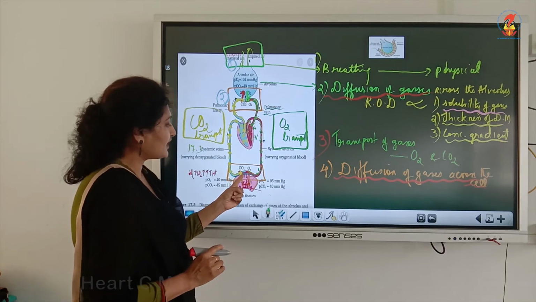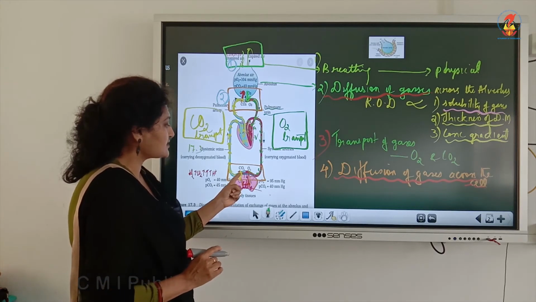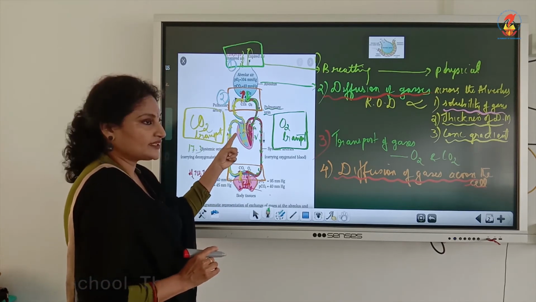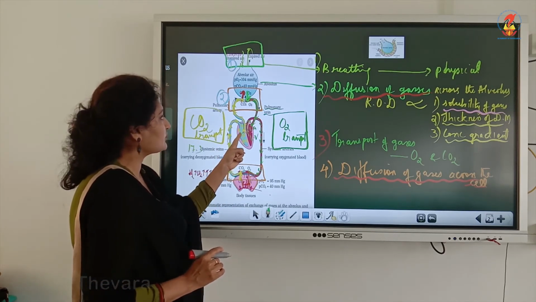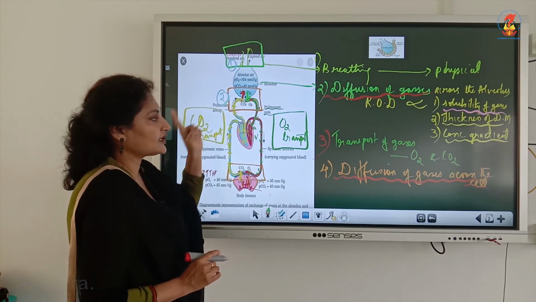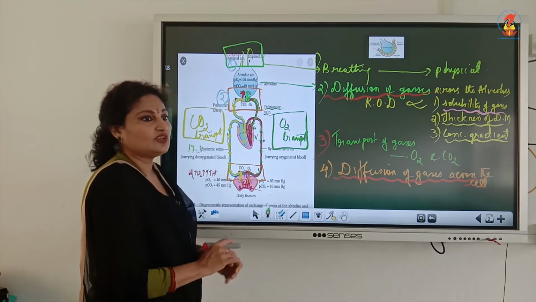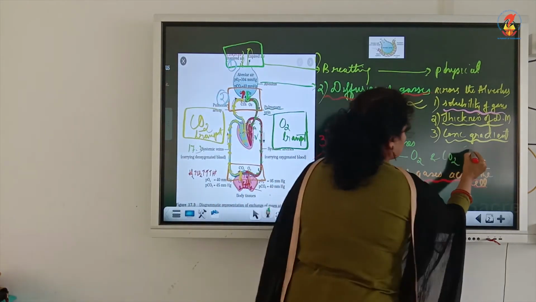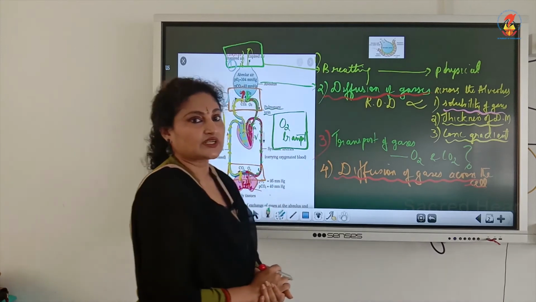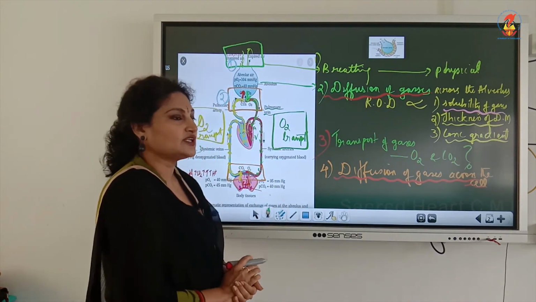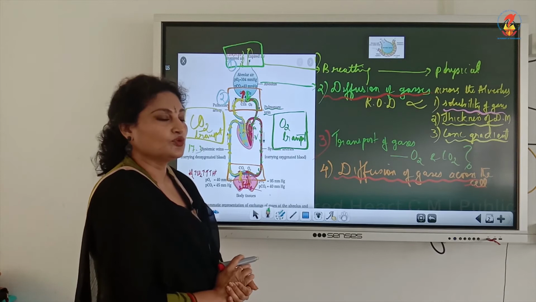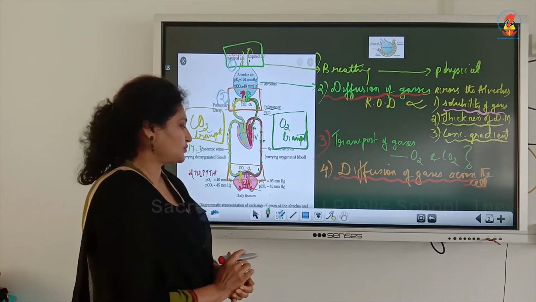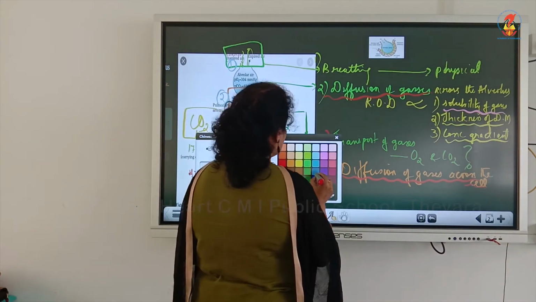The transport of gases from the cells via the superior and inferior vena cava to the right atrium, from the right atrium to the right ventricle, and from the right ventricle through the pulmonary artery to the lungs. How is it transported? It is transported in the liquid form. We are going to check the transport of oxygen and carbon dioxide through the fluid connective tissue called blood. Very, very important essay question.